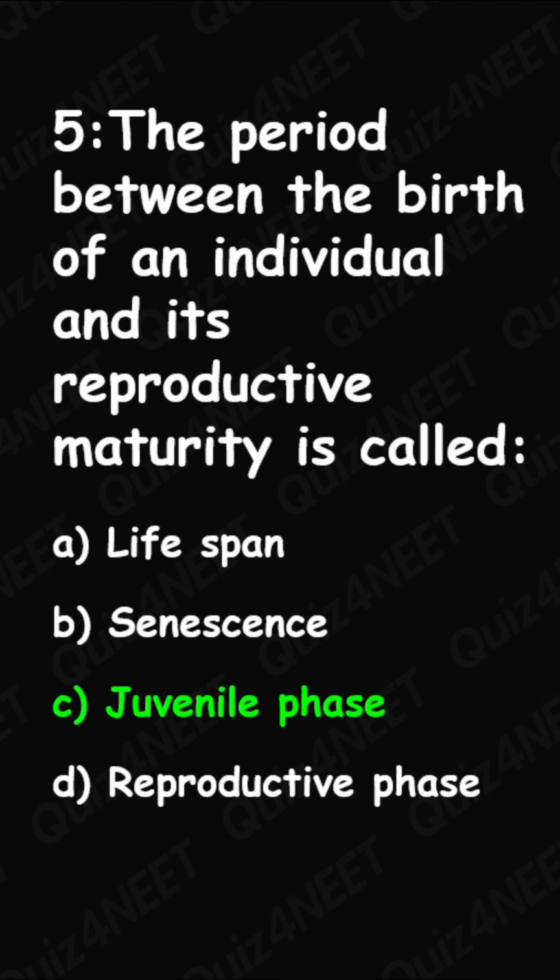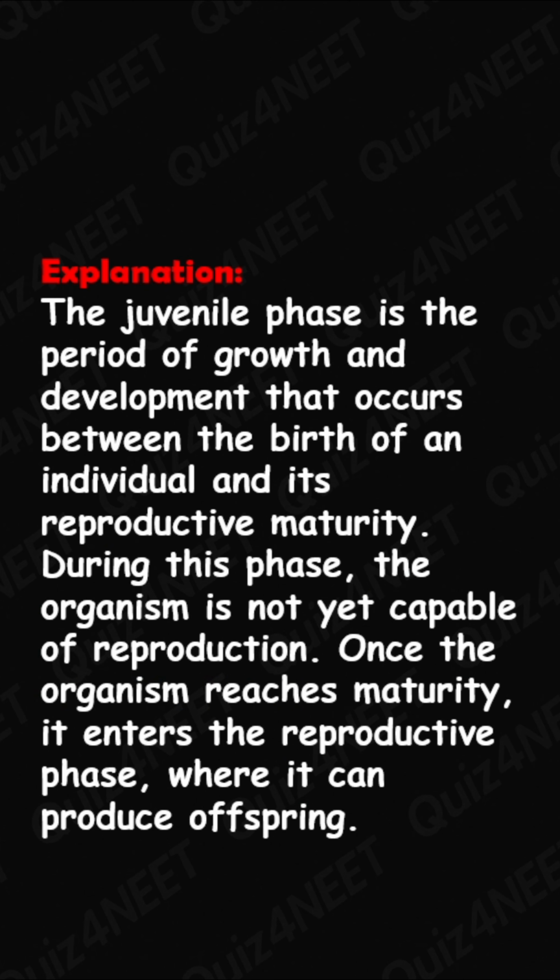The juvenile phase is the period of growth and development that occurs between the birth of an individual and its reproductive maturity. During this phase, the organism is not yet capable of reproduction. Once the organism reaches maturity, it enters the reproductive phase where it can produce offspring.